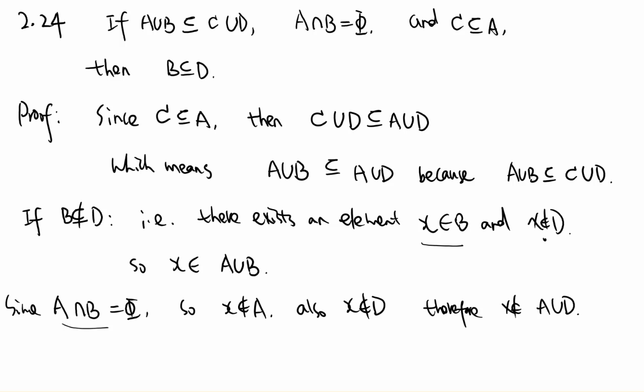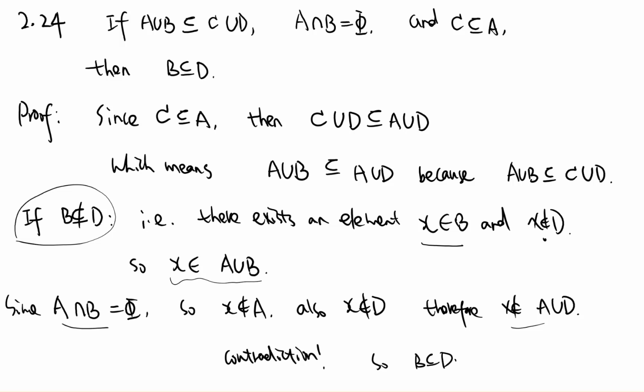But that's a contradiction, because we have that X belongs to A union B and A union B is a subset of A union D, so this shouldn't happen. Now, what does this mean? That means our initial assumption, which happens here, is a wrong statement, which means B should be a subset of D. And that's the end of the proof.